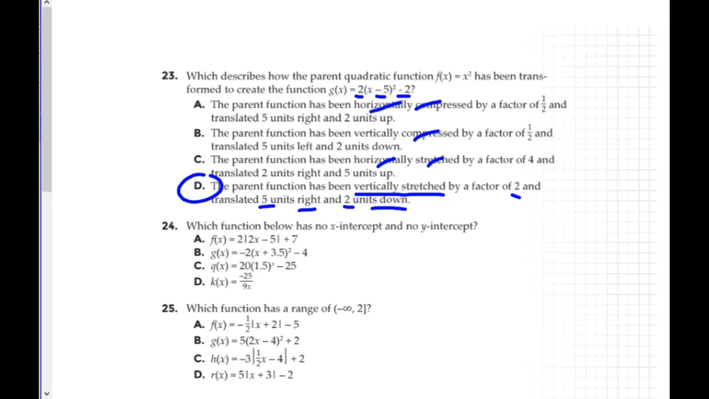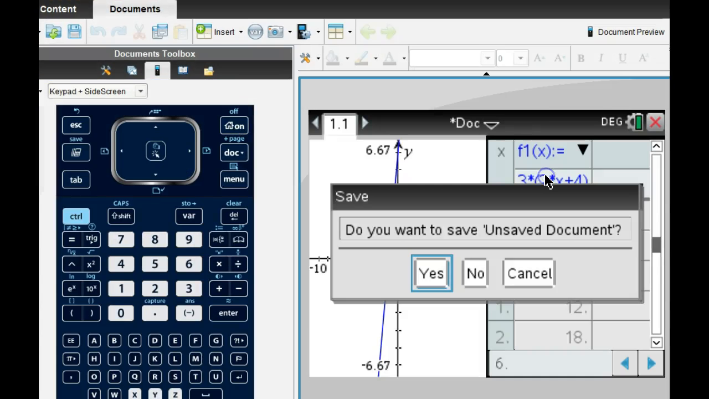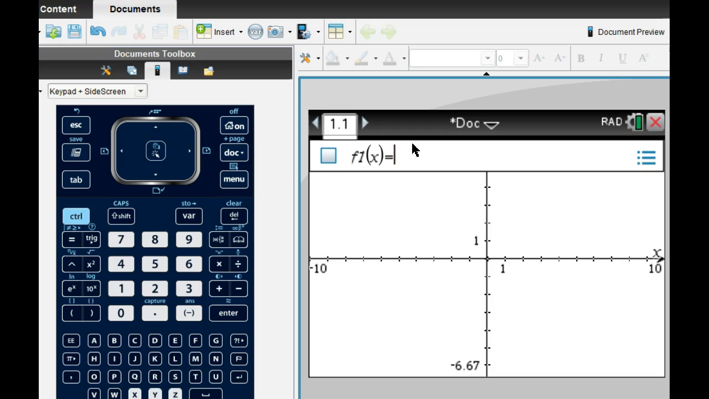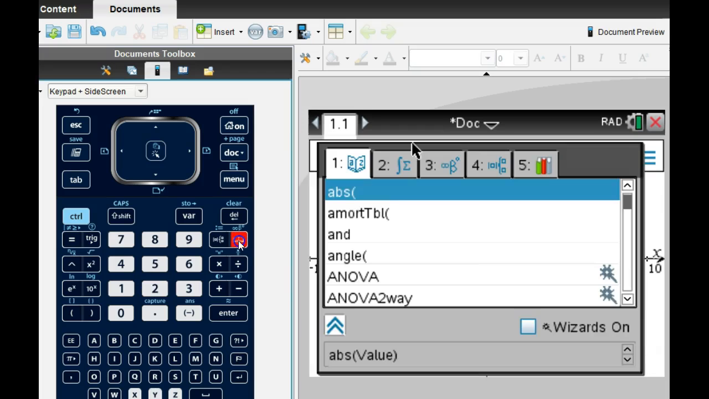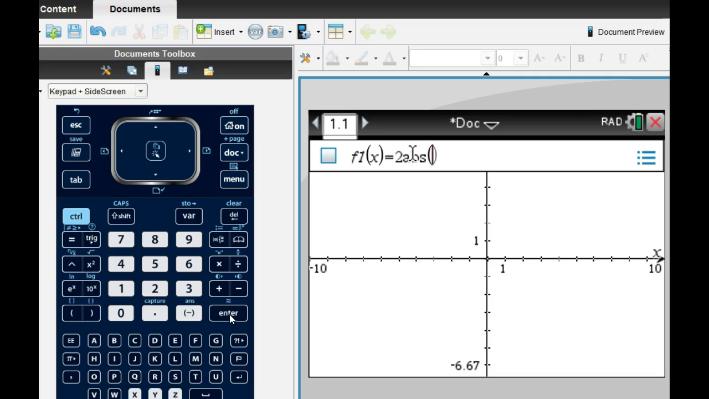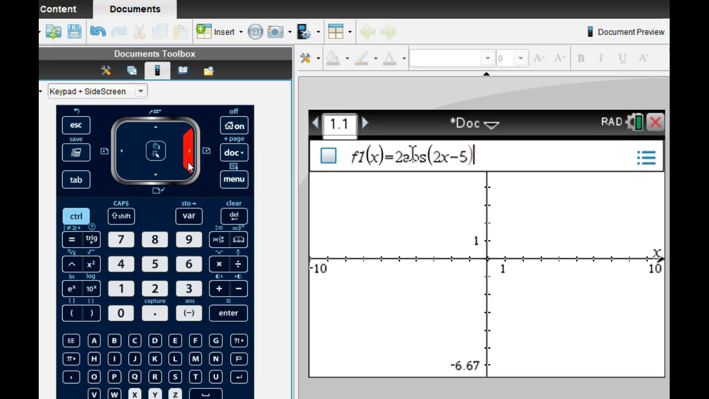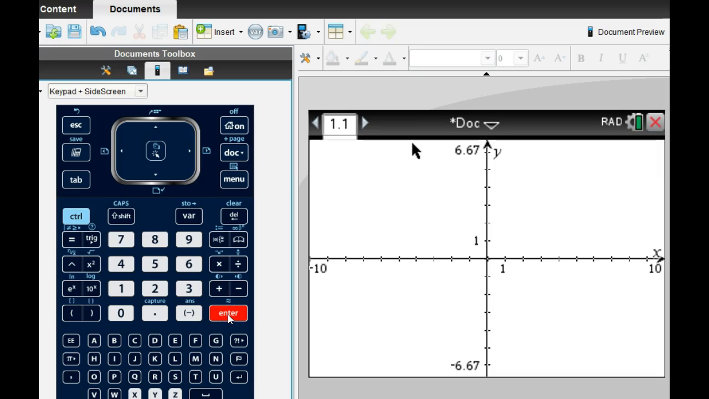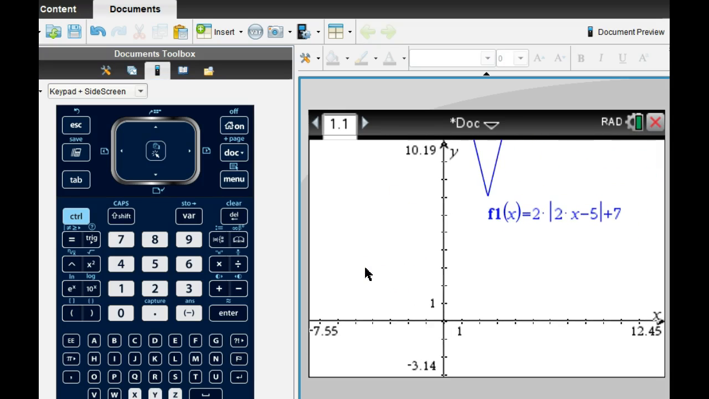Which has no X-intercept and no Y-intercept. Now, if you graph, you'll see which one does not cross the x-axis. Start with letter A. Two, absolute value, 2x minus 5 plus 7. Now, plus 7 means it's just going to shift up, so yeah, that should make sense. See that? How it's way up here, and it doesn't cross this x-axis? So which function has no x-intercept, but it also says no y-intercept.